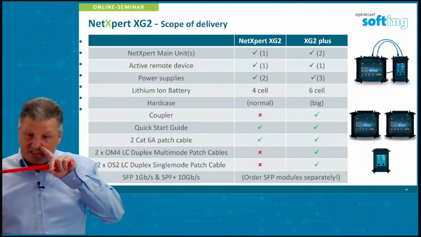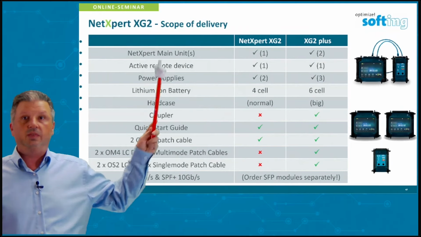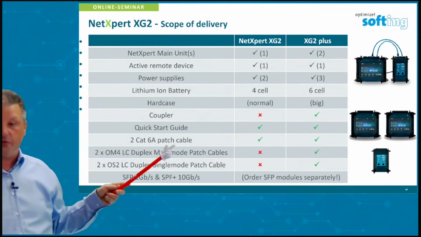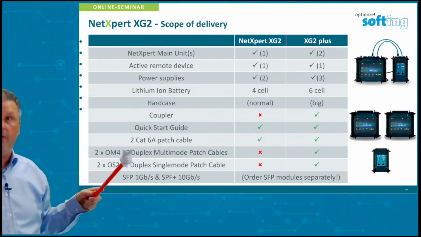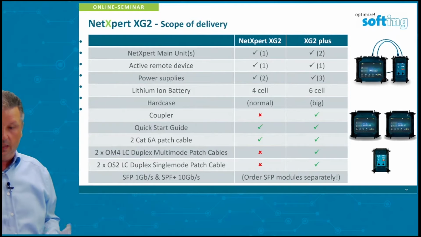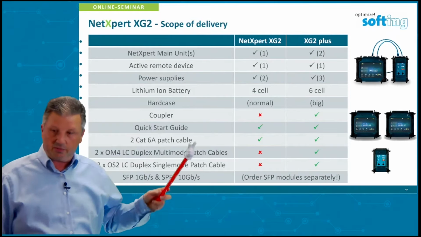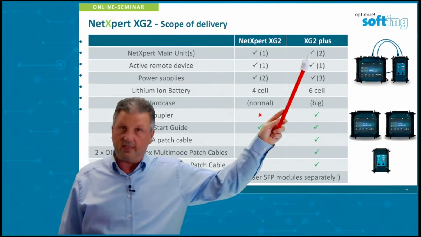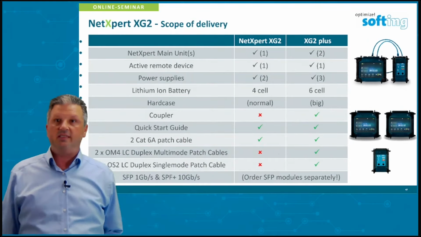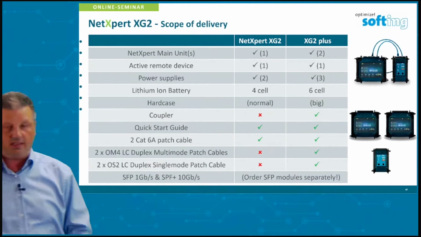Inside of the packages, we have the standard stuff here, the main and the remotes. Lithium ion batteries are included. We have hard cases, everything. So this is a complete package for you. And on the fiber version and the plus version, there are a lot of couplers and SFP modules included, so you have a complete set and you can start measuring when you open your hard case.